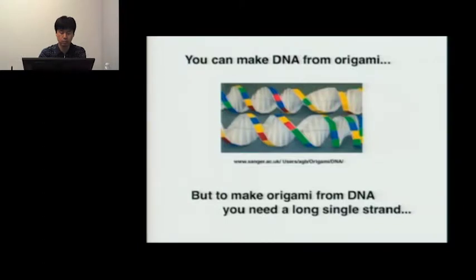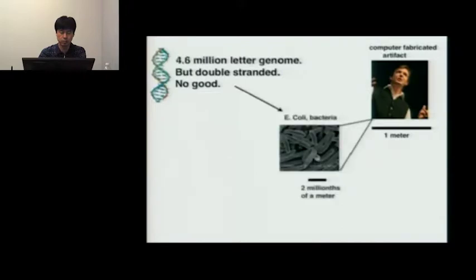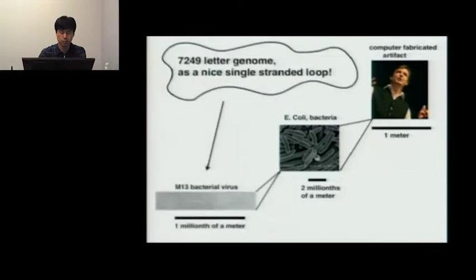But to do it, you need a long single strand of DNA, which is technically very difficult to get. So you can go to a natural source. You can look in this computer-fabricated artifact, and he's got a double-stranded genome that's no good. You look in his intestines, there are billions of bacteria. They're no good either, double-strand again. But inside them, they're infected with a virus that has a nice, long, single-stranded genome that we can fold like a piece of paper. And here's how we do it.